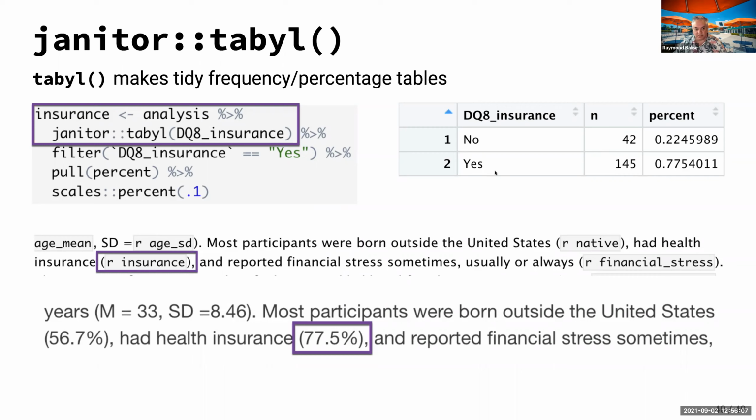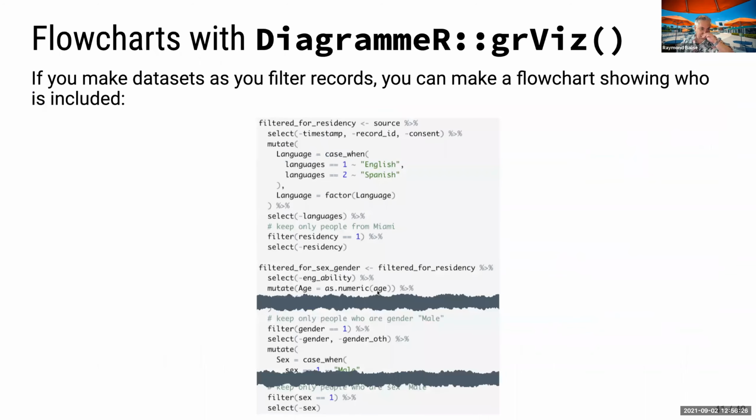So here I only want the yes people. I want to pull the percentage, and I want that to appear as a percentage with 1 decimal place. So here's that scale stuff I mentioned earlier. So here I'm making insurance. It says include insurance, and it looks like this. Love this package and this workflow.